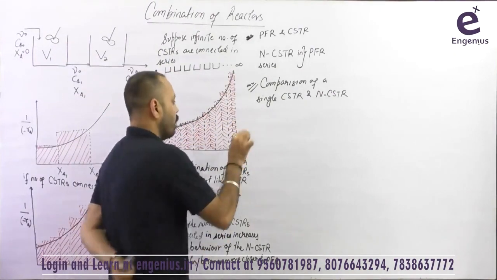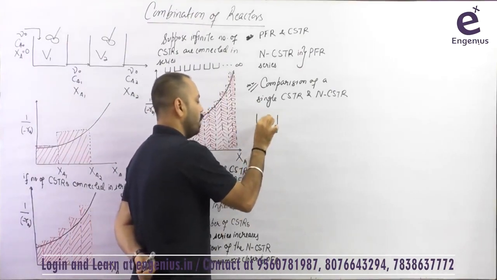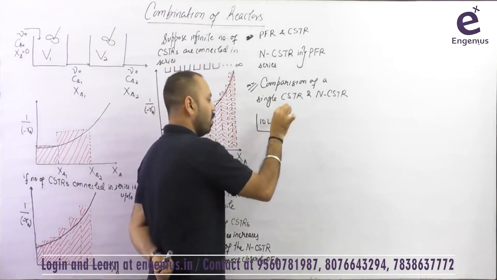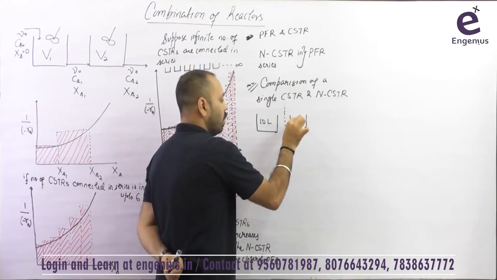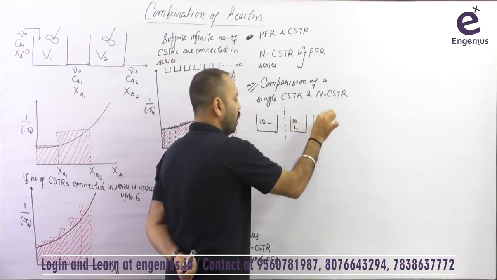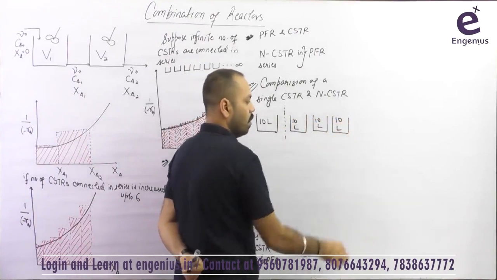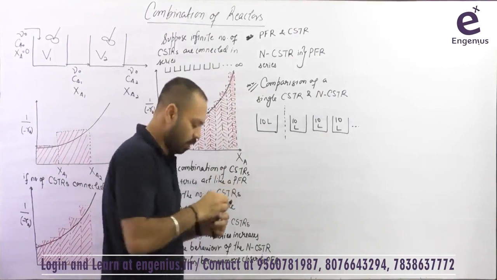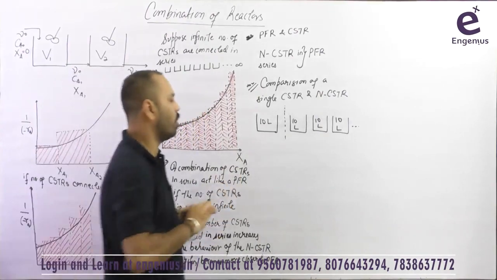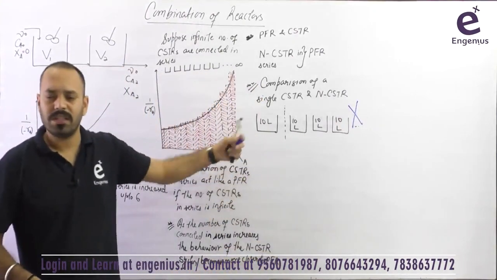Kya compare karna hai? Dekho. There is a CSTR of volume 10 liter. That is one case. And then you are comparing it with a number of CSTRs of volume 10 liter each connected in series. Ye compare karna hai kya? Are we comparing this case? Definitely no. Kai bachcho ke dimag mein ye rehta hai. This is not the comparison. How can you compare these things? This comparison is not justified.